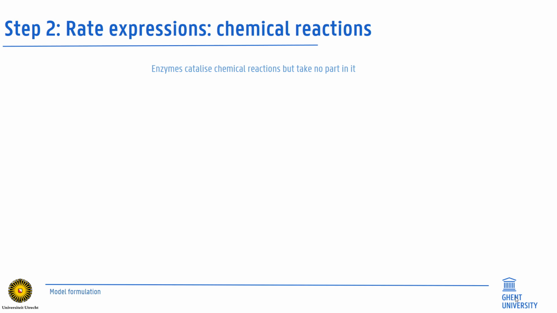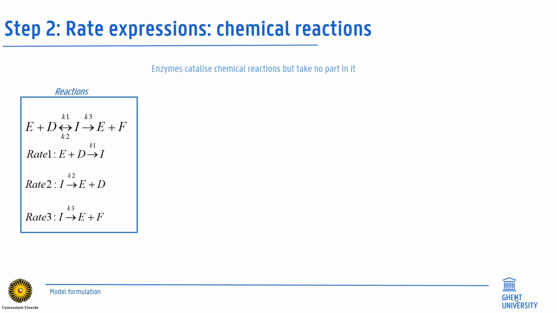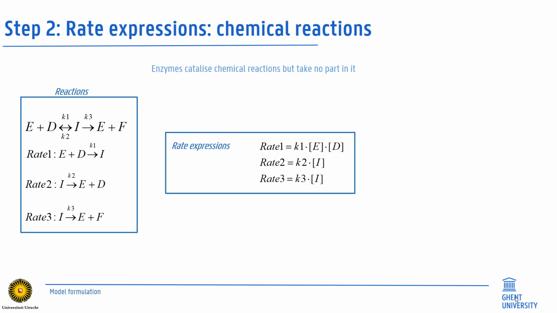Or for a more complex enzymatic reaction, with enzyme E transforming D in I, and I further reacting into the enzyme E and F. The reaction from D to I is reversible. The reaction thus consists of 3 rates that can be expressed in rate 1 being K1 times E and D, rate 2 being K2 times I, and rate 3 being K3 times I.